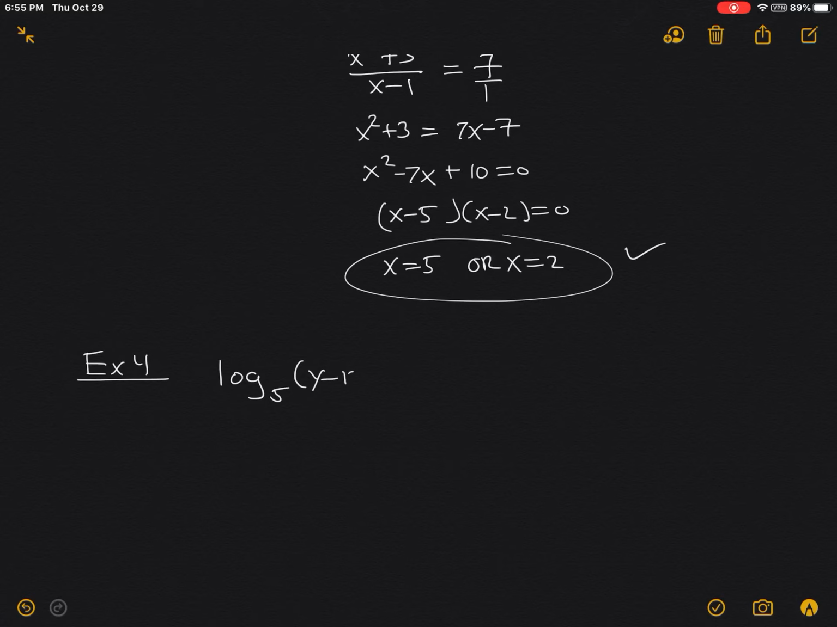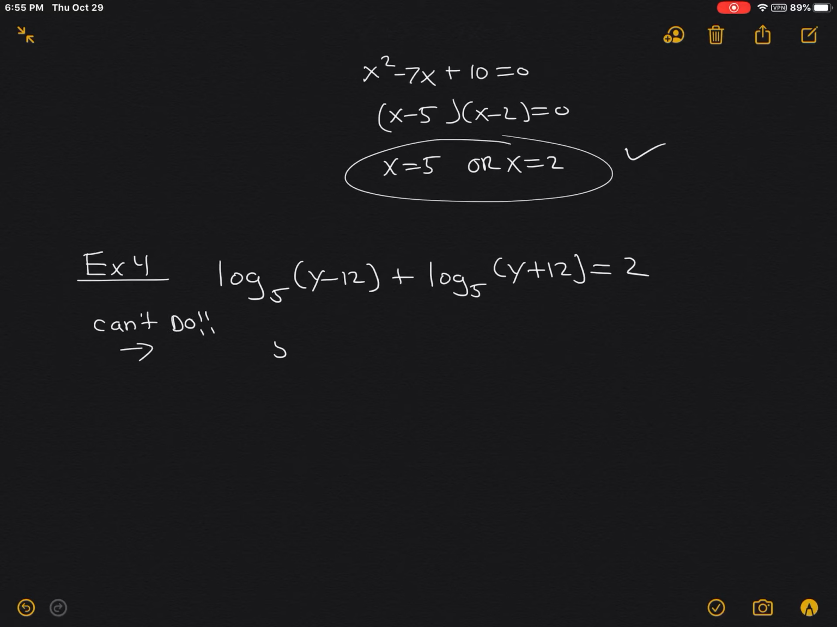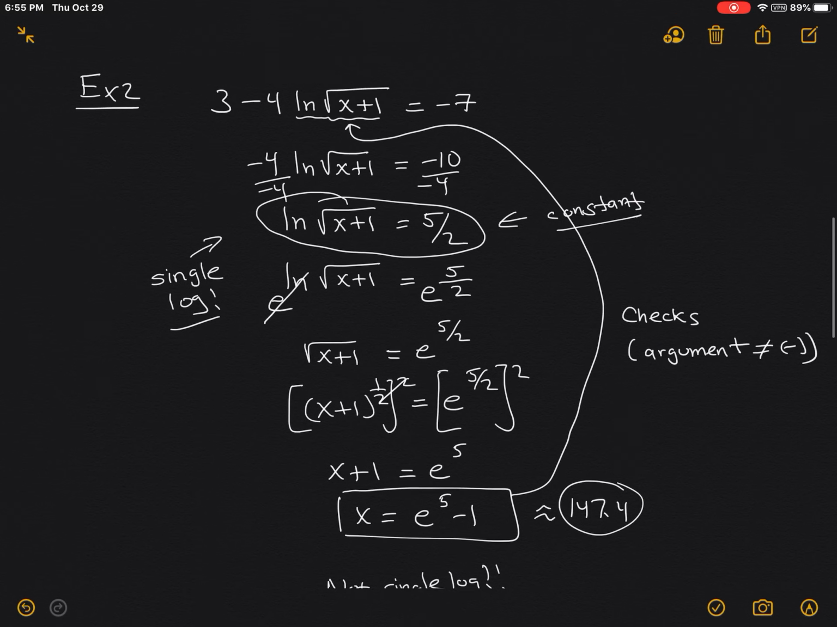Example number 4. What if you have log base 5 of y minus 12 plus log base 5 of y plus 12. Okay, so again, I'm going to state this again just to make a point. You cannot do this. Don't say, oh, this is just 5 log 5 of y minus 12 plus 5 log 5 of y plus 12, right, is equal to 5 squared. This is not true, okay? Please don't do this. Again, you have to have a single log, okay?